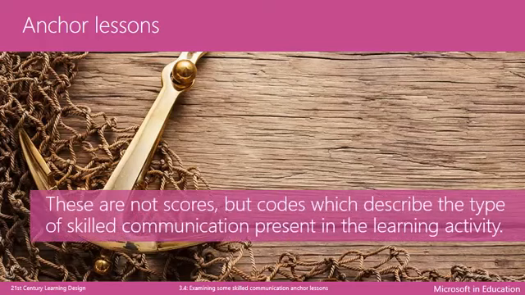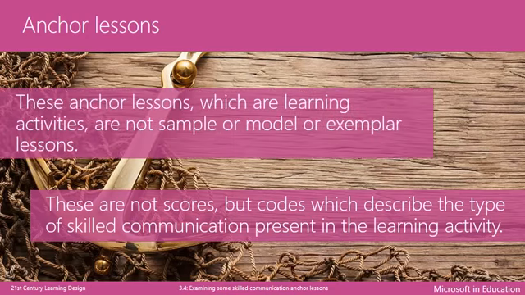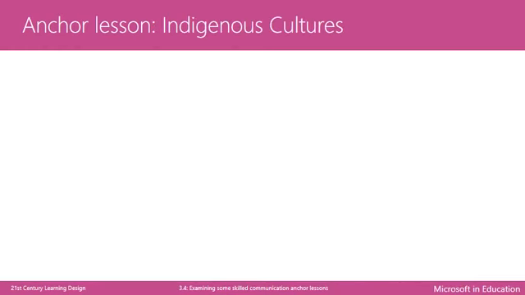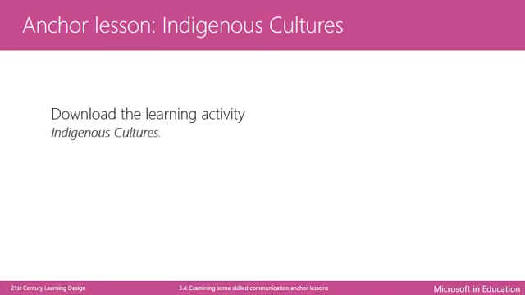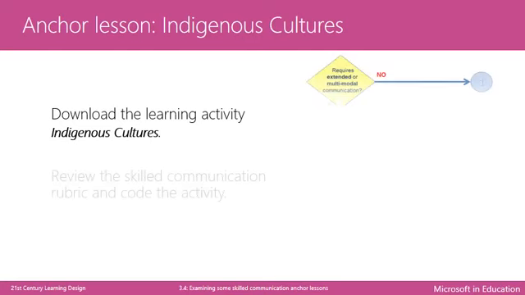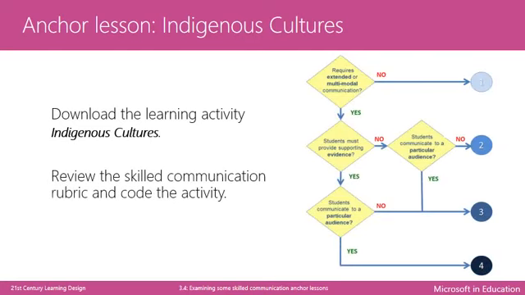Remember, these are not scores, but codes which describe the type of skilled communication present in the learning activity. To begin, please download the learning activity entitled Indigenous Cultures. When you have done this, please read it carefully. Then, make a decision about the level of skilled communication that you find in this learning activity. In deciding how to code it, you need to be able to point to evidence in order to justify the code you select. Remember, you are looking for evidence to support the code you are giving this learning activity, not making a judgment or grading the learning activity against what you think should have been done.